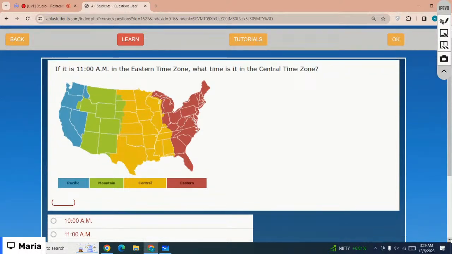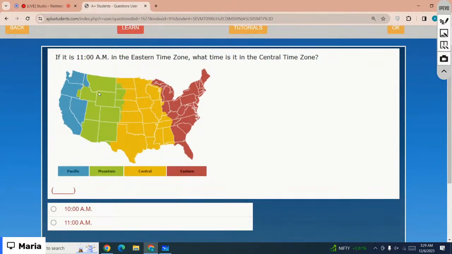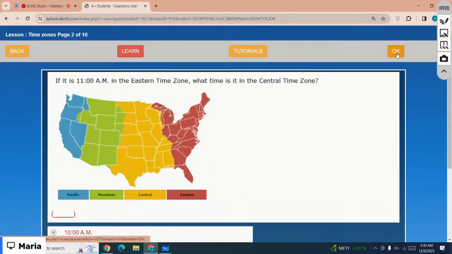No, the question is you are in the Eastern zone, right? Then Central is 1 hour behind. So 11 minus 1 is 10 a.m., right? From Eastern to Central time zone. Because you can see here is the Eastern, and on the back side you have Central. That means you need to subtract 1 hour, so that is 10 a.m. The correct option is 10, right?